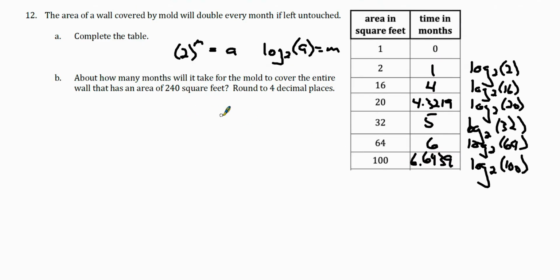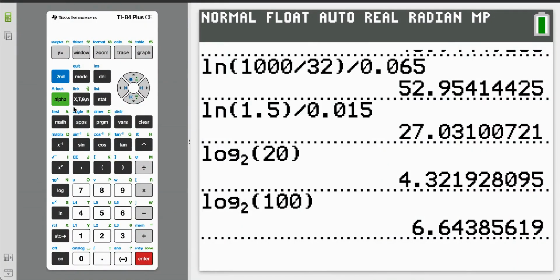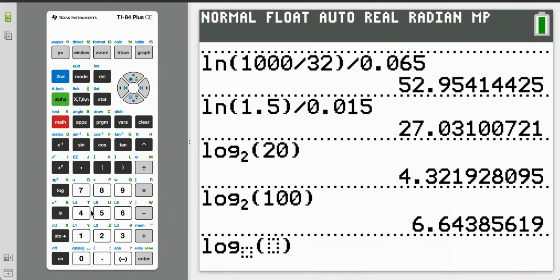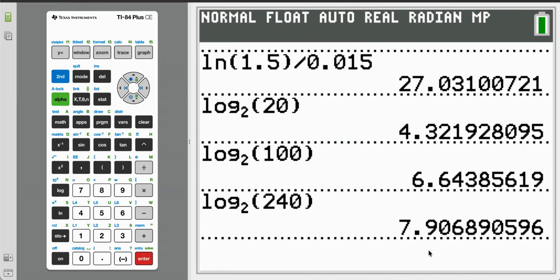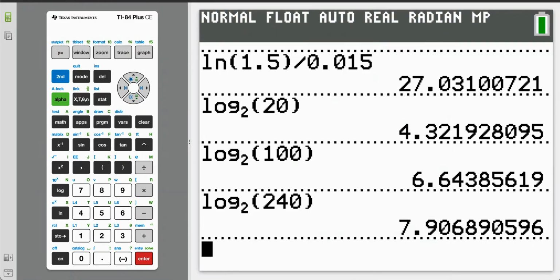Now, the last one is basically just asking me to extend all the way down to 240 square feet. So using this same logic, I can say that this would be log base 2 of 240. Right? And again, tells me to round to 4 decimal places. So we can put that into the calculator. So math, log base 2 of 240. So this would occur after approximately 7.9069 months.